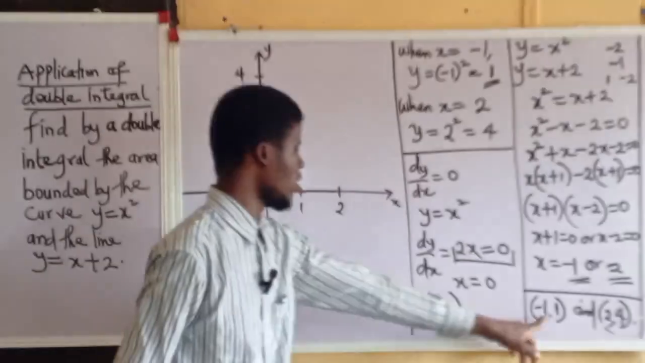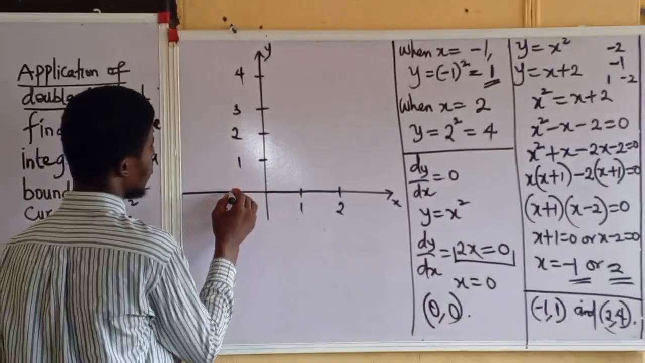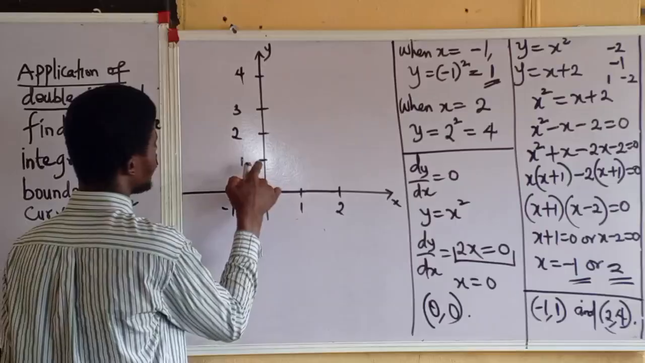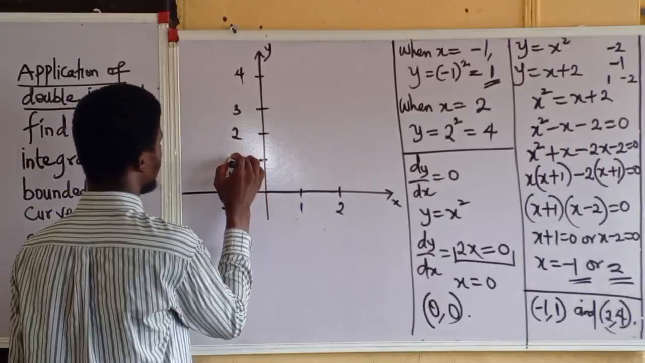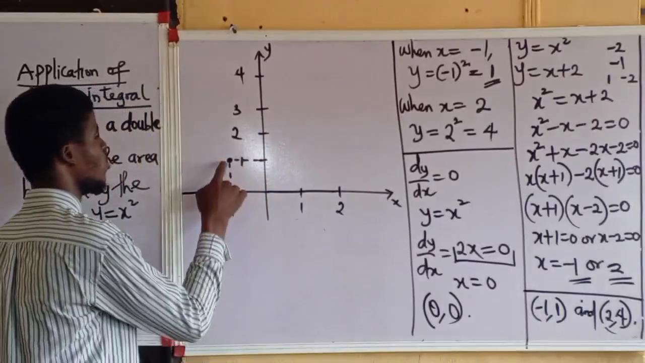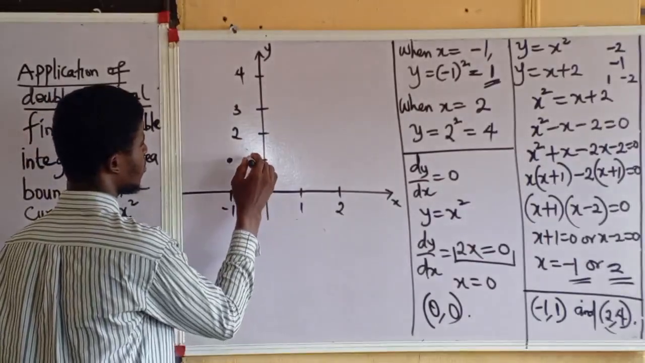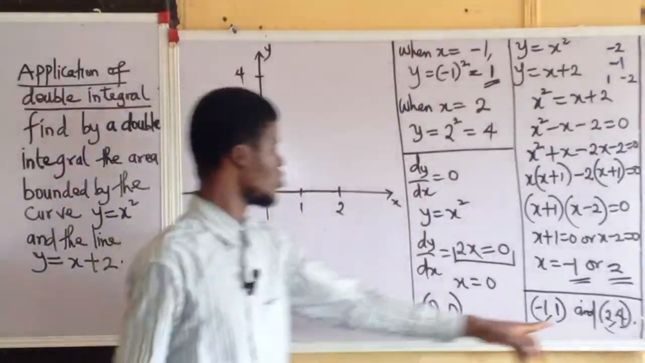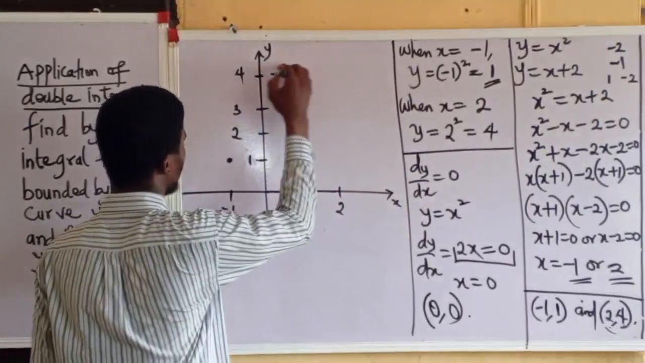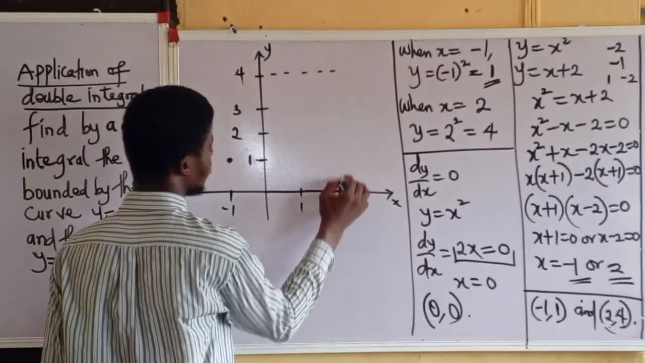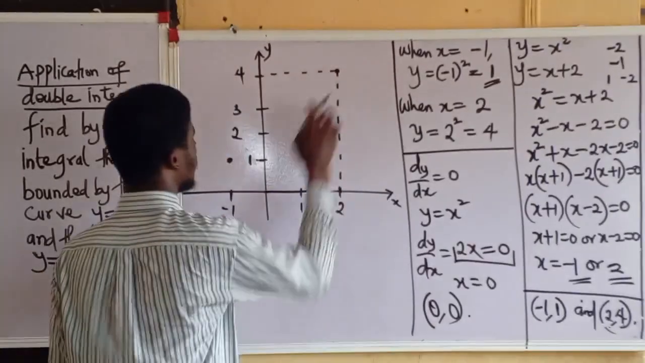Now, let's plot this point. -1, 1. When x is -1, y is 1. So this is where y is 1. If I trace it down at this point, the curve will pass through this point. When x is 2, y is 4. Let's trace it at this point. So the curve will also pass through this point.